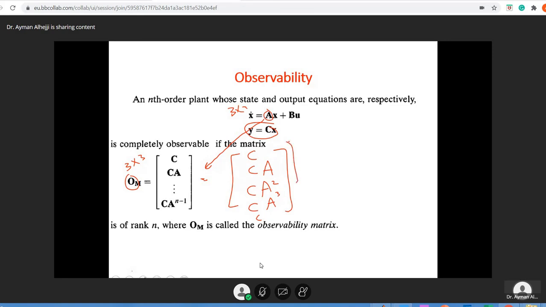Determining the observability is similar to controllability. We check the rank and we check the determinant of the matrix. If the determinant does not equal 0, then the system is observable.